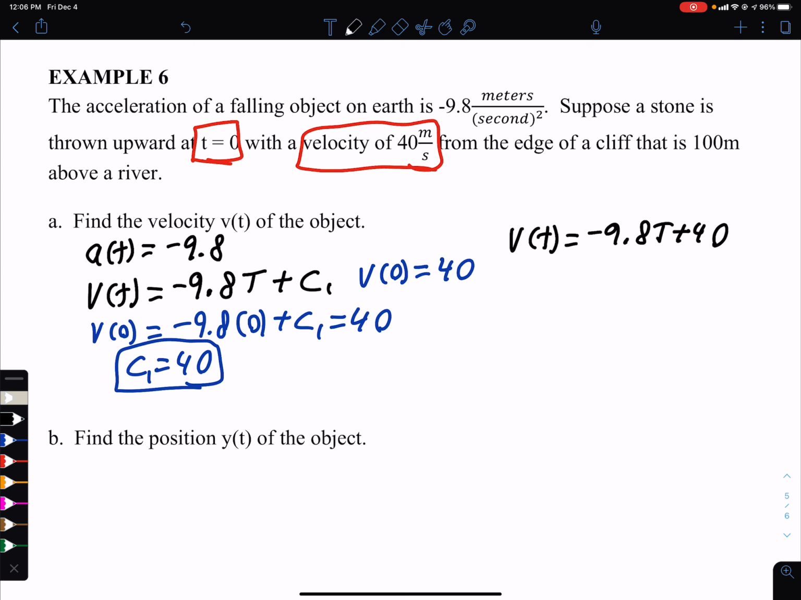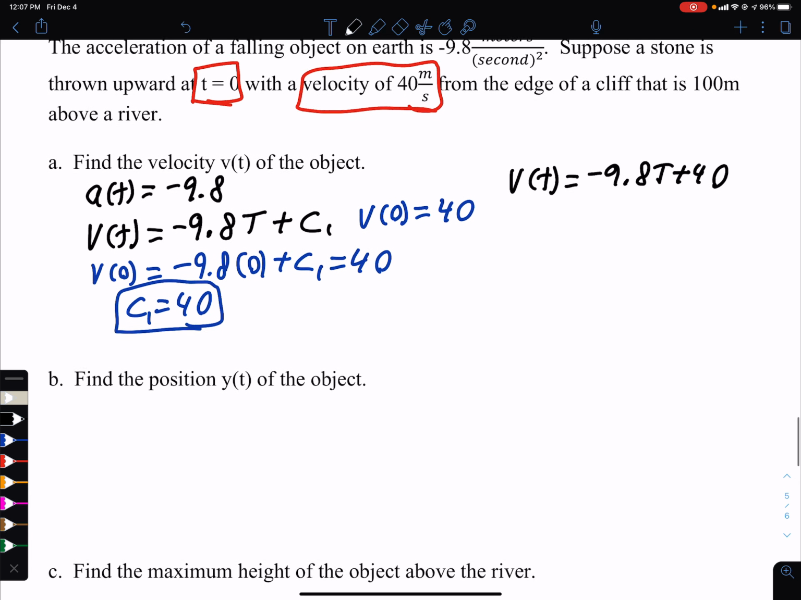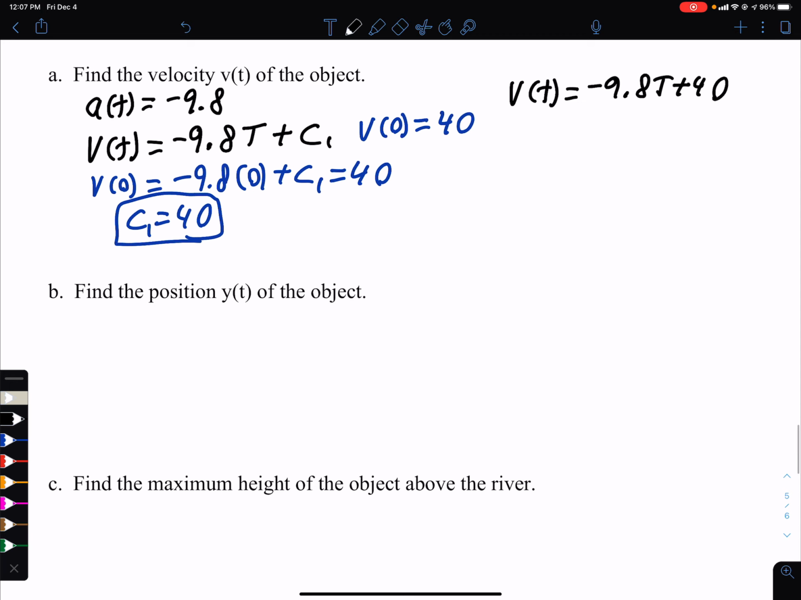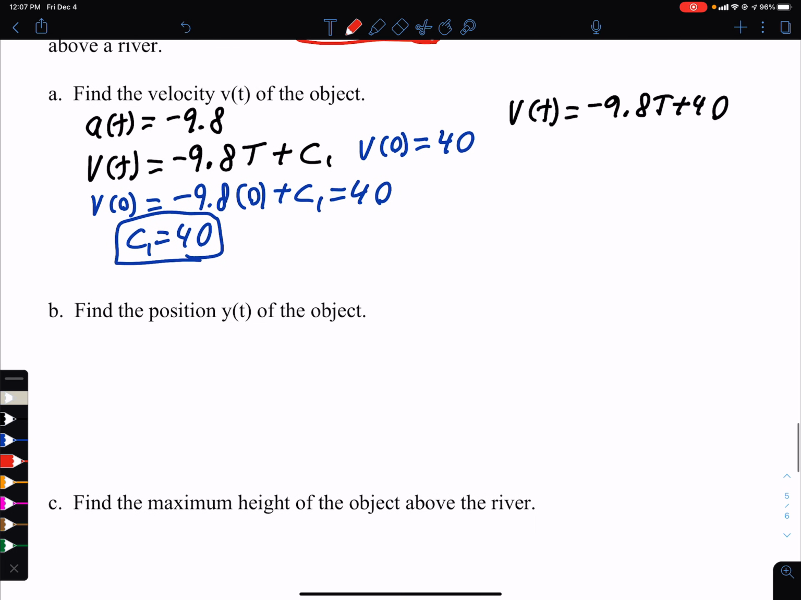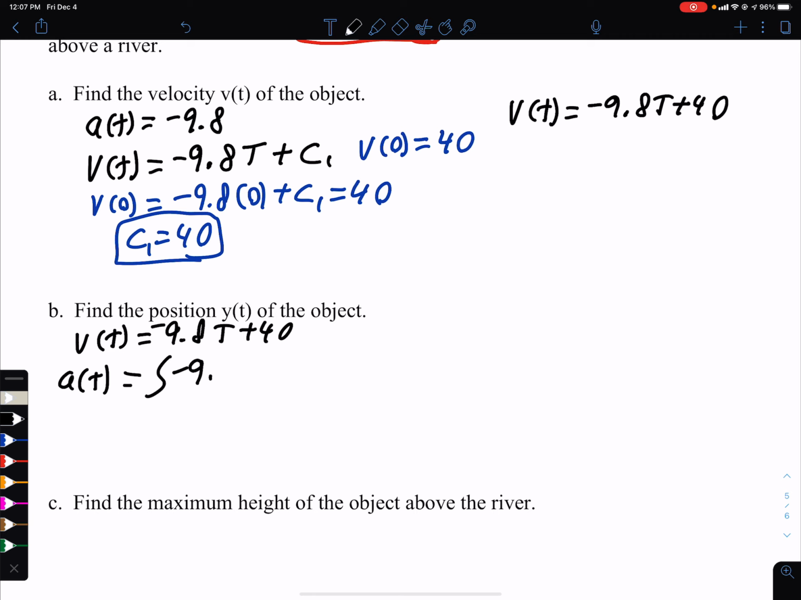All right, part B, find the position of the object. Well, they're calling it y of t. So the question is, how do I go from velocity to position? I integrate. Remember, if you're going this way, you take derivative. You're going up, you integrate. So I probably should write integration. So if I have my velocity, how do I get position? I integrate the velocity.